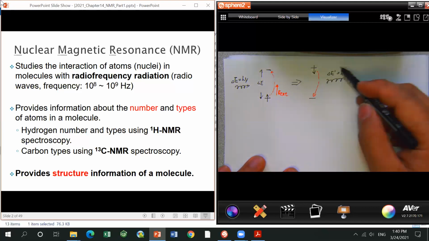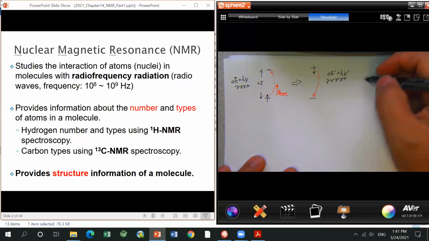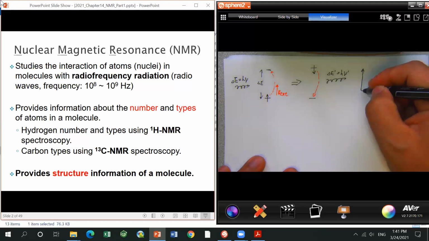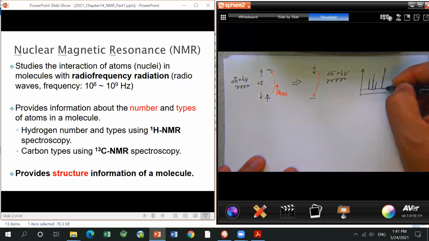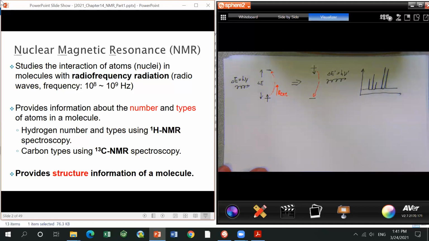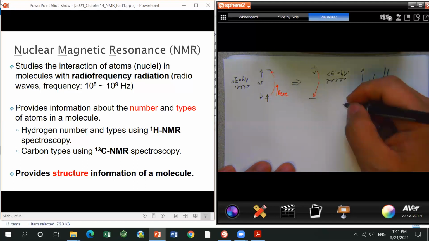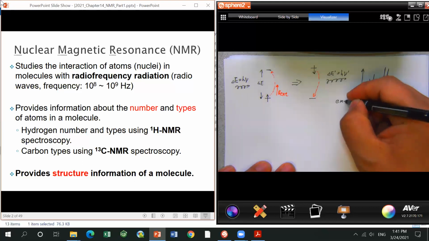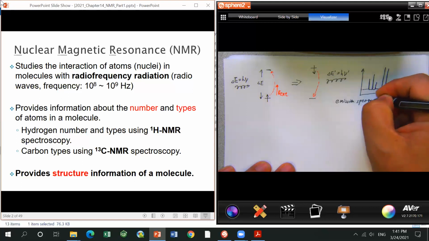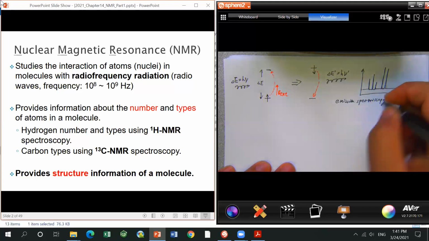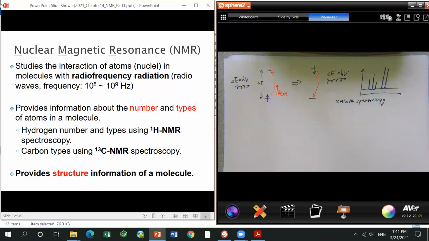This released radio frequency can be detected by the NMR instrument, and then you see the NMR signal, something like this. So clearly, the NMR spectrum actually belongs to emission spectroscopy, because you release some electromagnetic radiation.